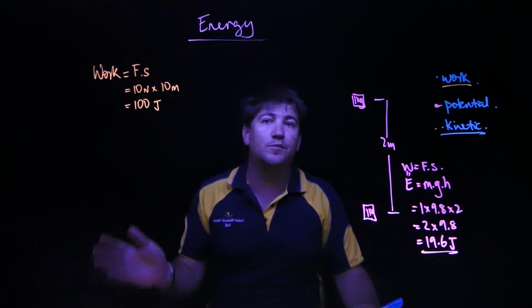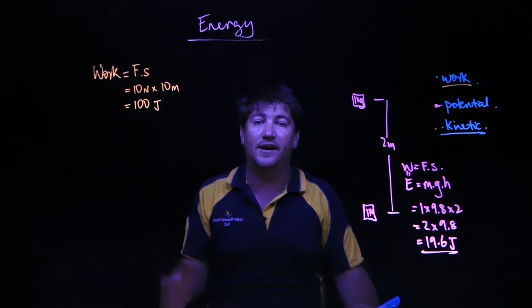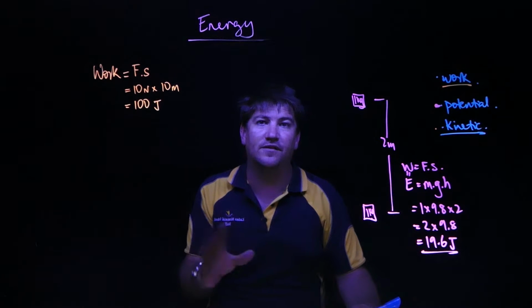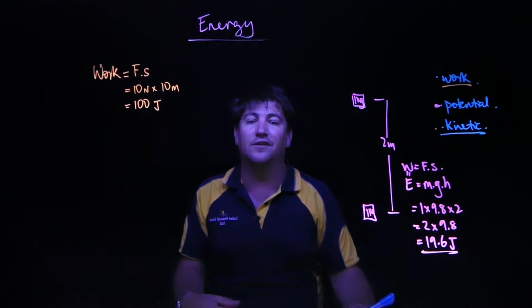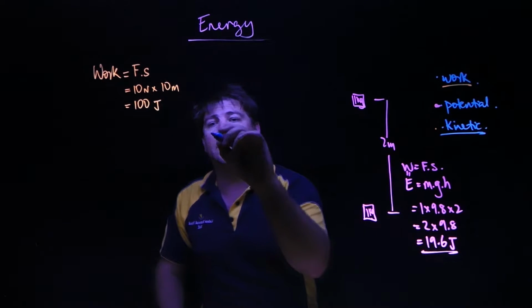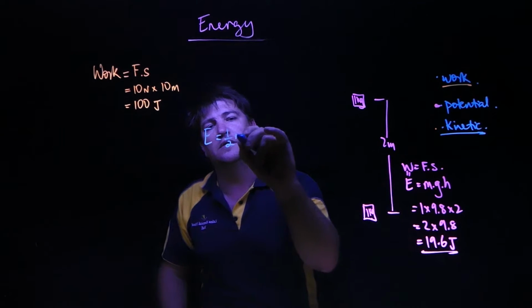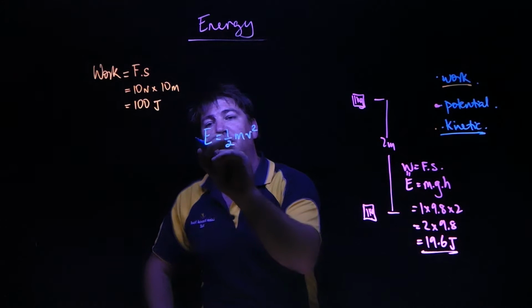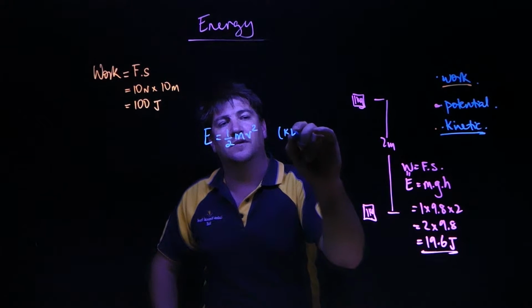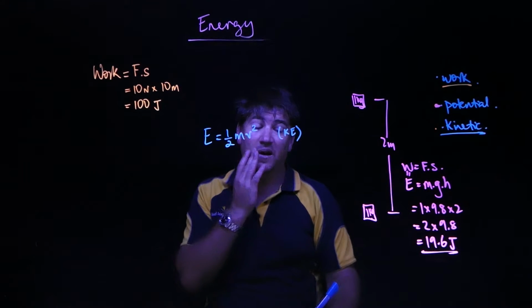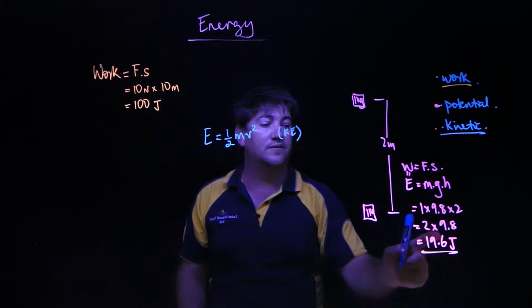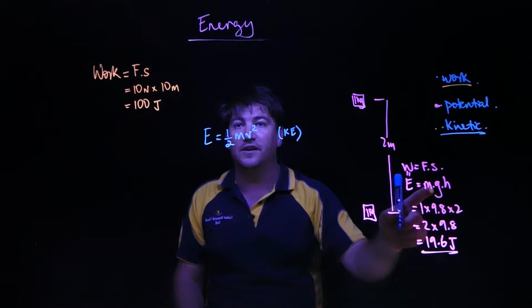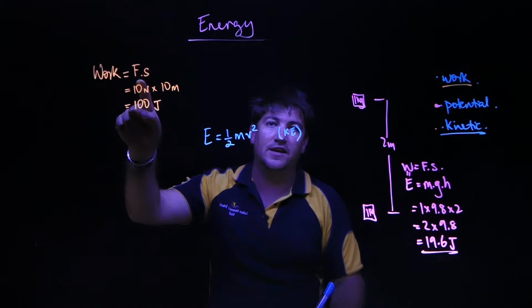The faster things move, the more kinetic energy they have. A heavy thing moving at the same speed as a light thing has more kinetic energy than the light thing does. So we can say that the energy, the half mv squared, this is kinetic energy. So kinetic energy, KE, is the half mv squared. This energy here is this energy here, is this energy here, is this energy here. Okay?